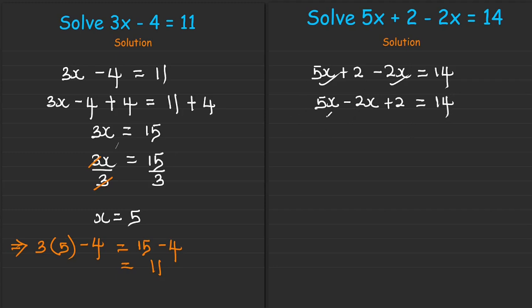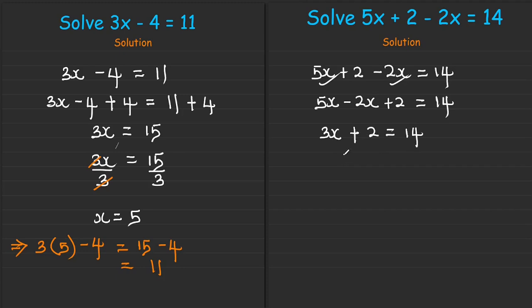With this, we have 5x minus 2x. 5x minus 2x gives us a 3x. We have 3x plus 2, which is equal to the 14. Now, we will need to take out this positive 2.